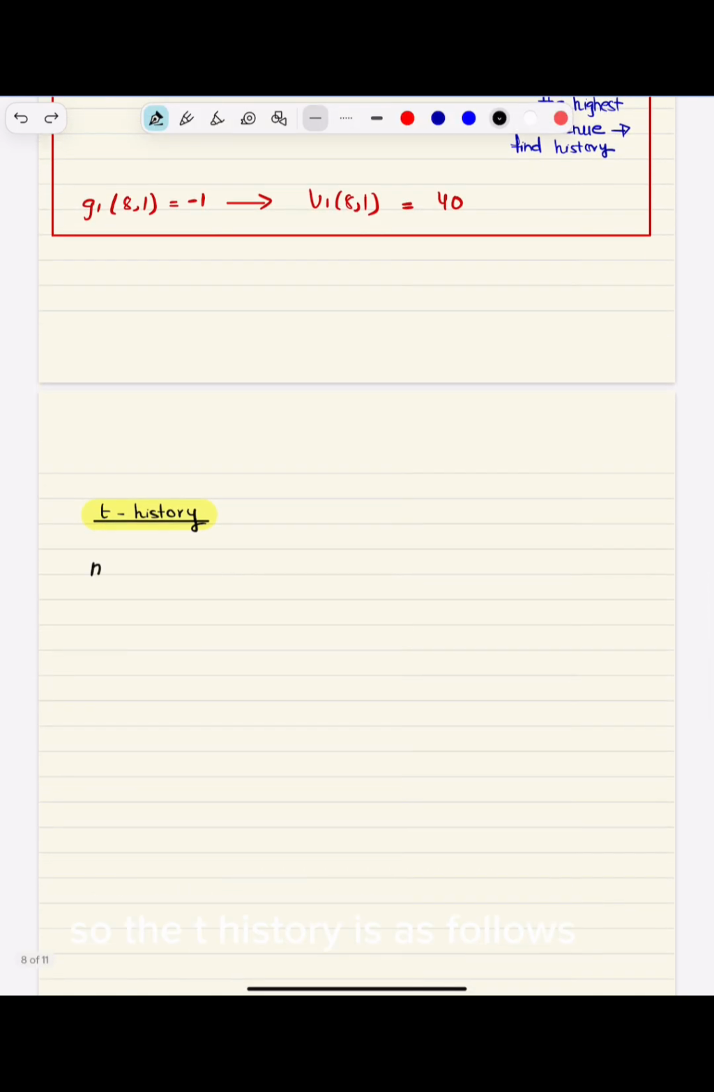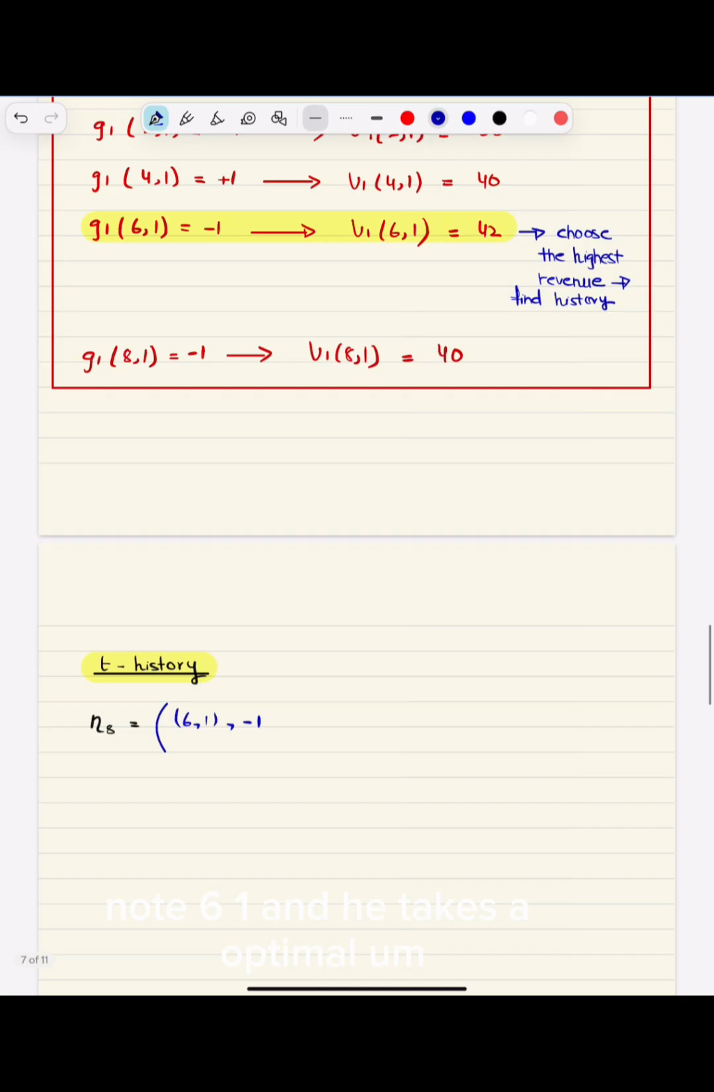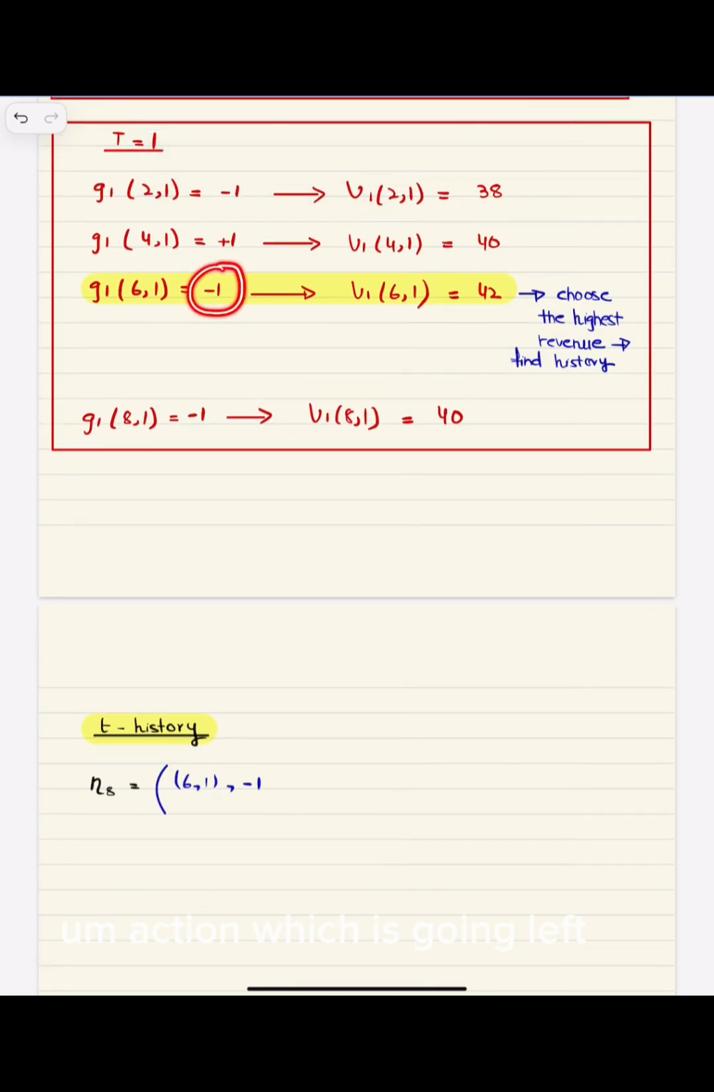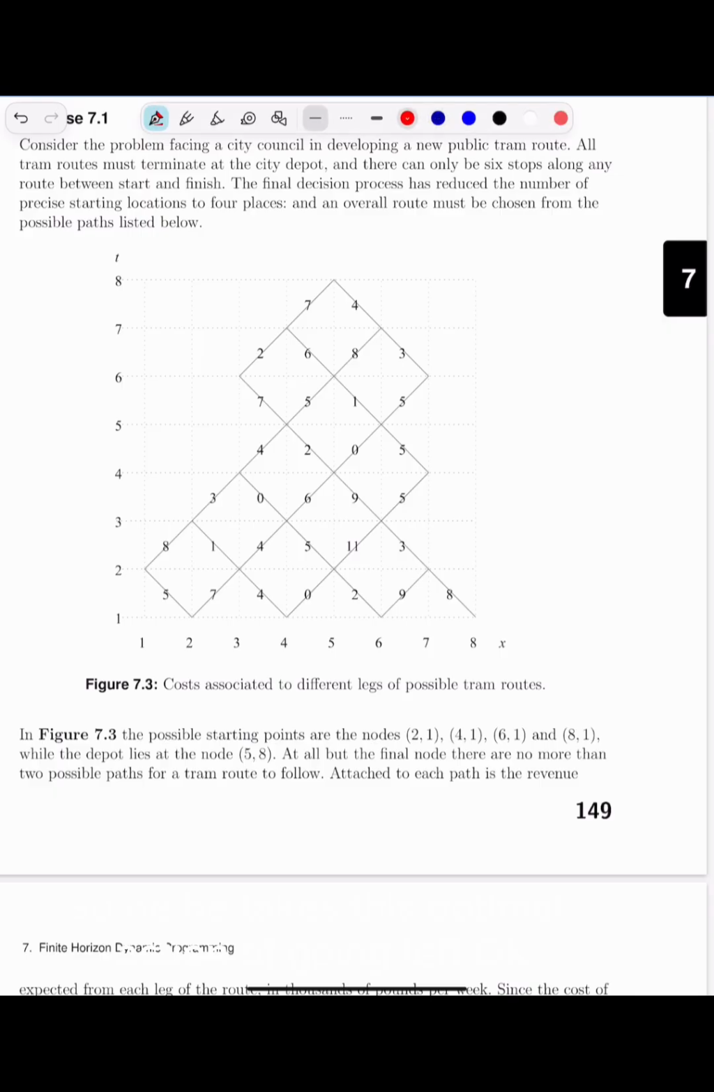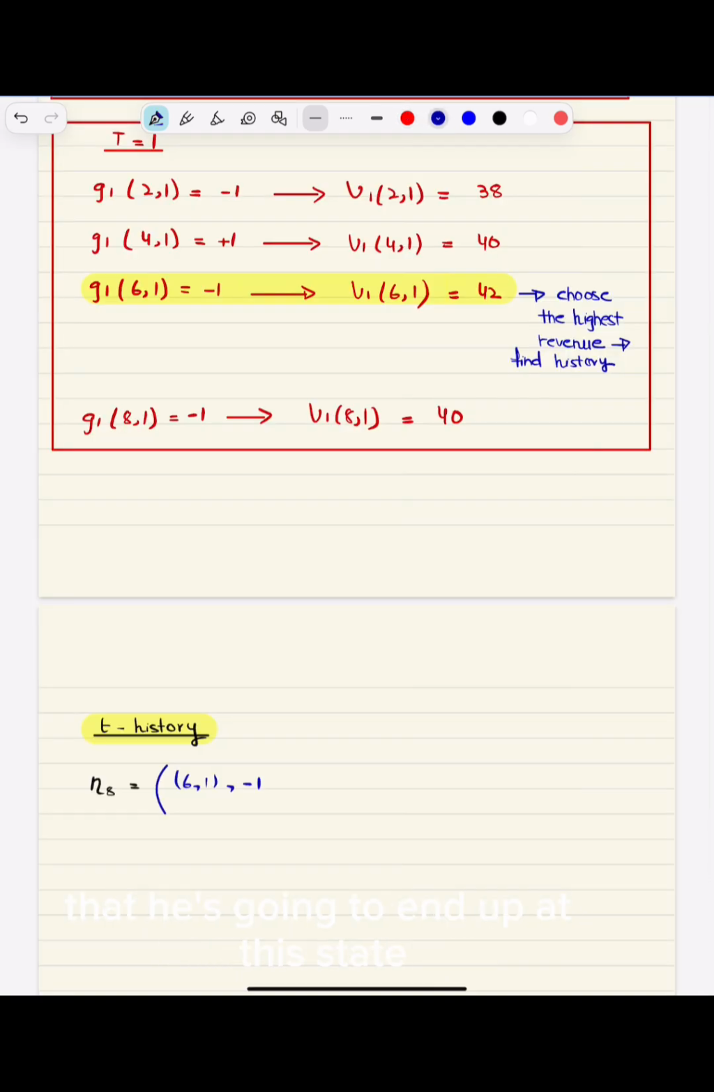So the T history is as follows: he starts his journey at node 6-1, and he takes the optimal action, which is going left. So he takes this optimal action of going left, and he's going to end up at 5-2. Okay, so let's write that he's going to end up at the state 5-2.